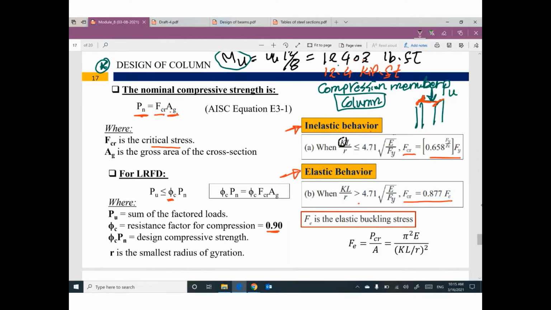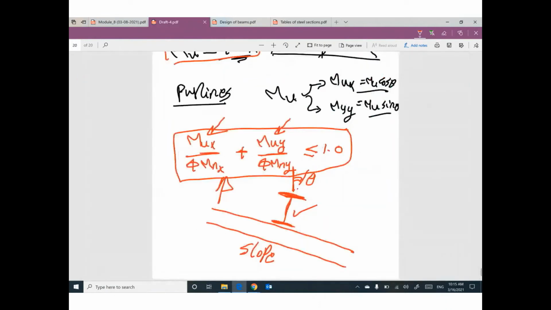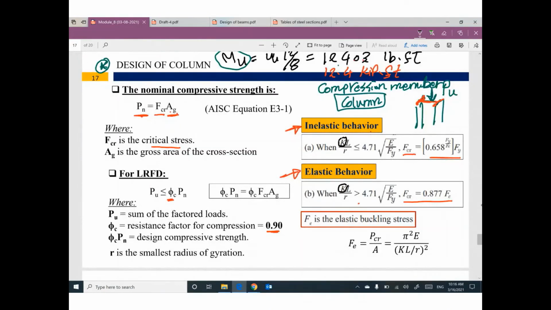K is the buckling coefficient. You remember sometimes your column is fixed, or fixed free, or hinged, or hinged fixed. K here equals 0.5, here equals 2, here equals 1, here equals 0.7. Based on the K factor, and L, the buckling length or the total length of the column, and r, rx or ry.